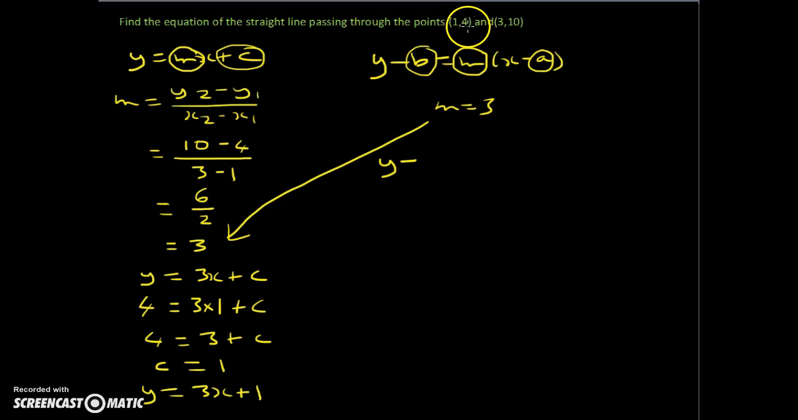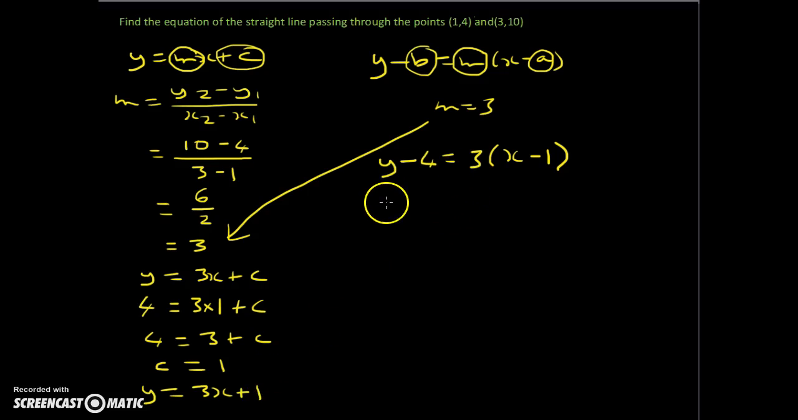So b corresponds to the y coordinate. So that's the 4. The m is 3. And the a corresponds to the x coordinate. So that's essentially your equation of a line with a lot less working, and those two equations are exactly the same. If you're not convinced, you can expand them back out and check they are correct.